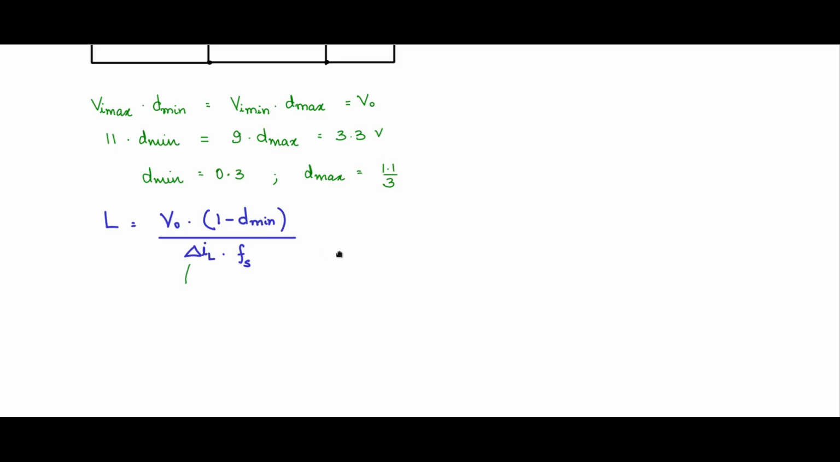So let us plug in these values. Delta IL is 10% of 5 amps, which is 0.5 amps. Fs is 20 kilohertz. This is 3.3 volts, 0.3, and you will land up with L of 0.23 millihenry. So this is the value of L. That is the first step in the design of the inductor. Find the value of L, which we have done from the understanding of how the buck converter operates.